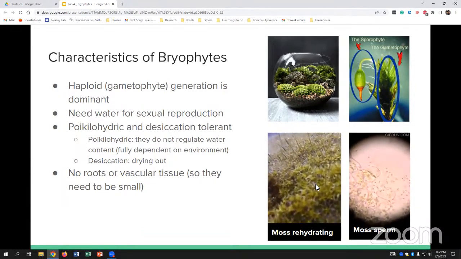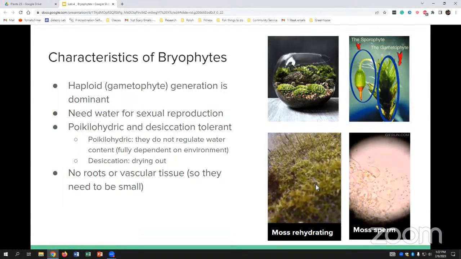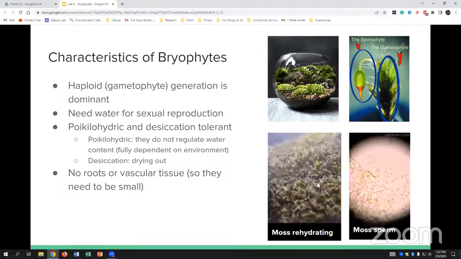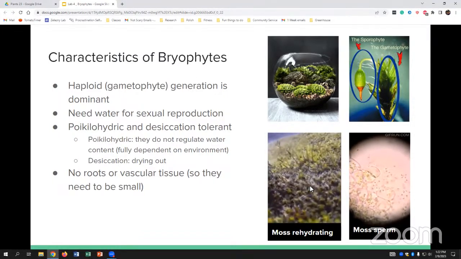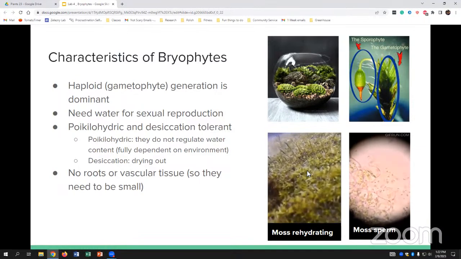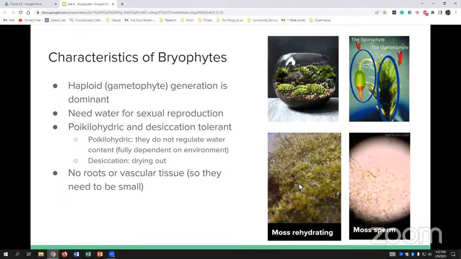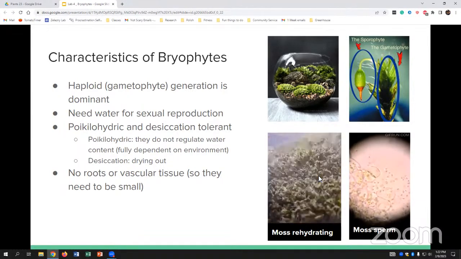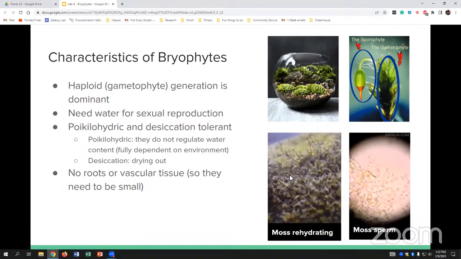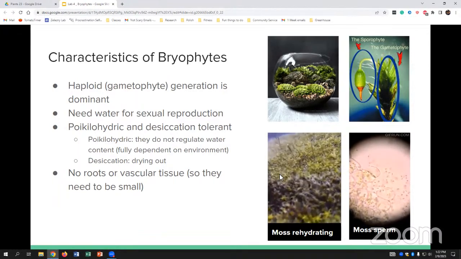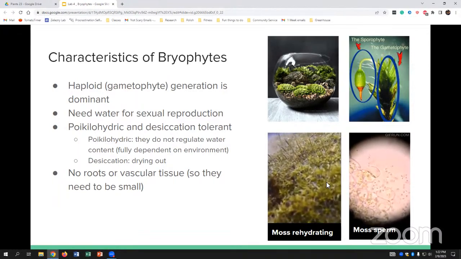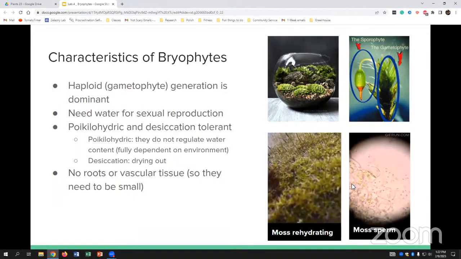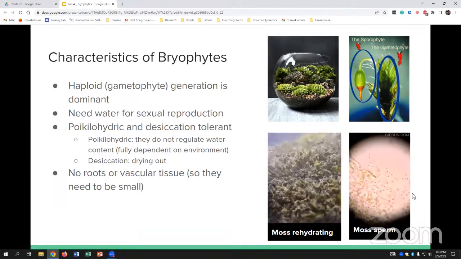And then desiccation tolerant means that they are adapted so that if they dry out, they don't necessarily die. They can go dormant for a fair amount of time. So they can desiccate and then be rehydrated and spring back to life. I made a little gif of that happening as well here. Okay. So because they have no vascular tissue, that means they also don't have roots to soak up water and stuff. They're going to need to be small because they do still need water to move around the plant. They just don't have a mechanism of pushing and pulling it.